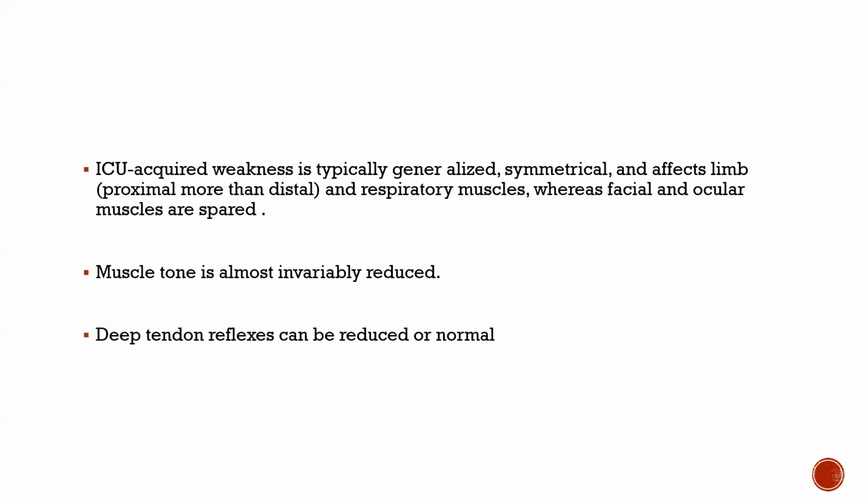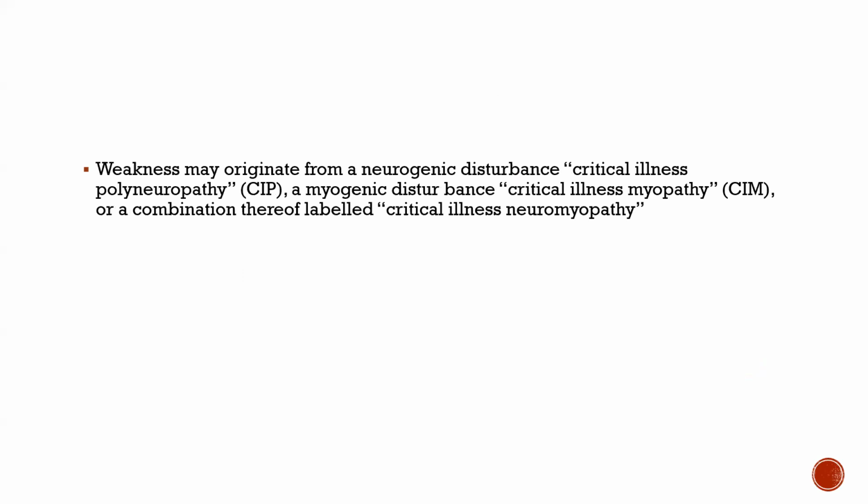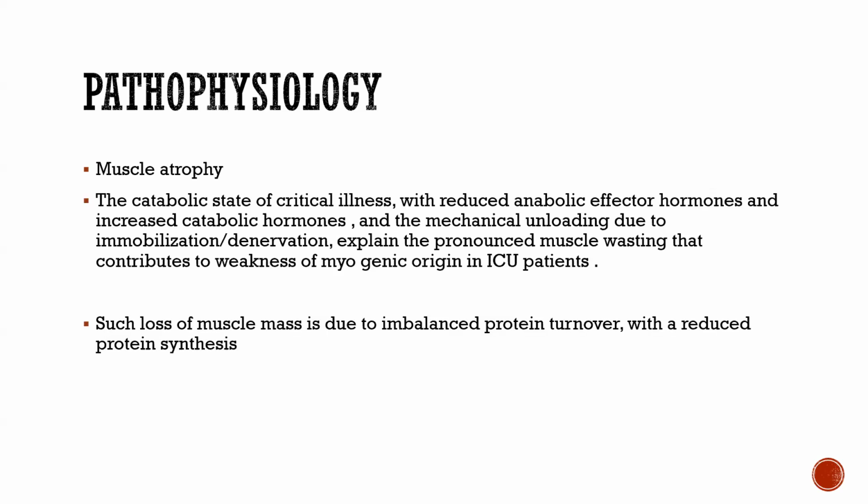ICU acquired weakness is typically generalized and symmetrical, affecting the proximal limbs more than the distal, and the respiratory muscles, whereas the facial and ocular muscles are spared. Muscle tone is also invariably reduced. Deep tendon reflexes can be reduced or normal. Weakness may originate from neurogenic disturbances, critical illness polyneuropathy, myogenic disturbances, that is critical illness myopathy, or a combination of both.